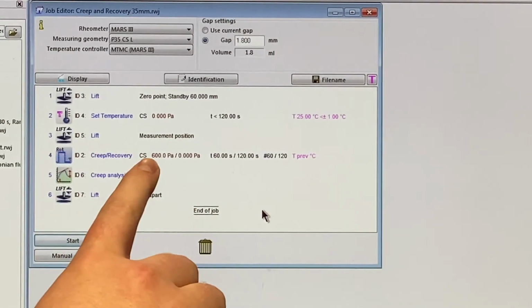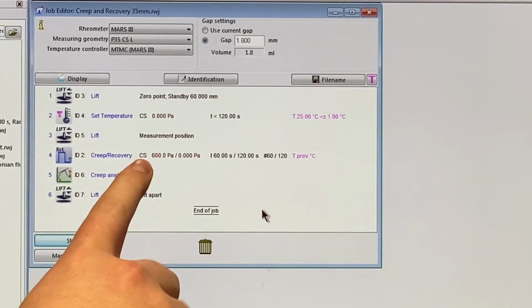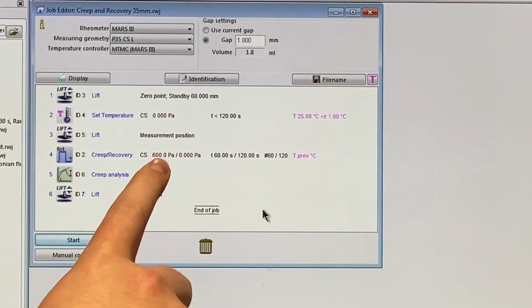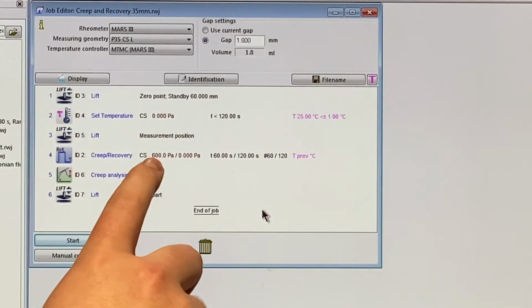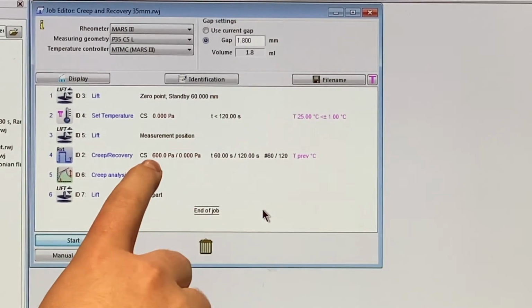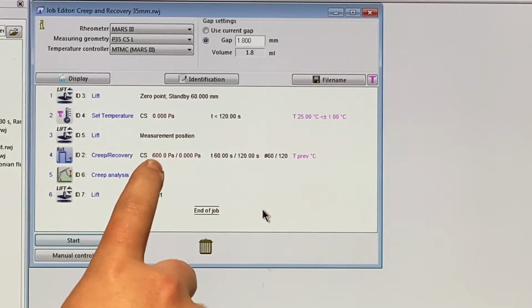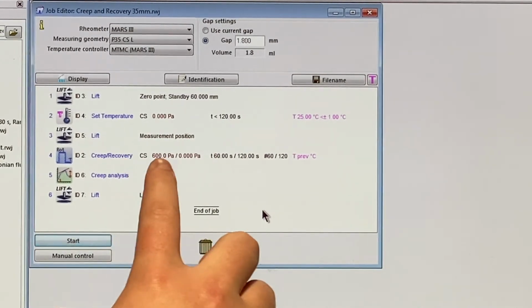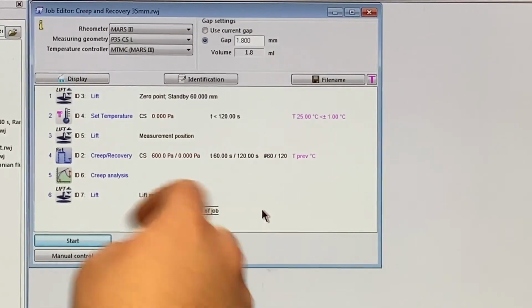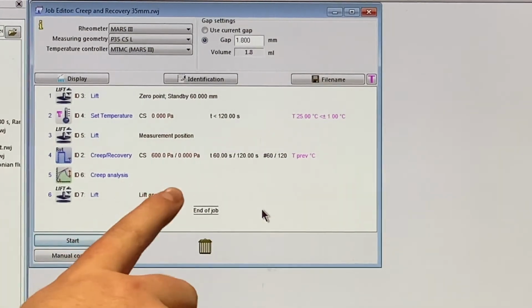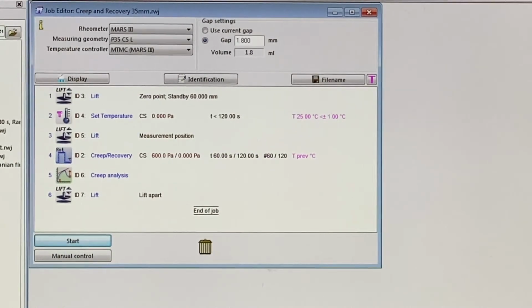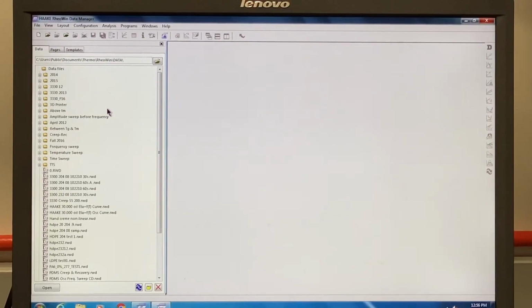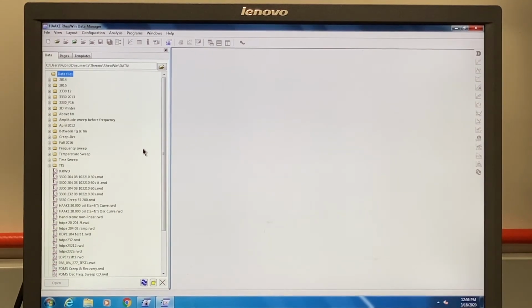In this case, we're doing a constant stress test, and it's trying to apply 600 pascals of stress, usually represented by the Greek letter tau. It's going to do that for 60 seconds, then let go for 60 seconds, and then it'll give us our creep analysis, and eventually it will lift. And we can go over to our data manager, if I can find it, here we go, creep.